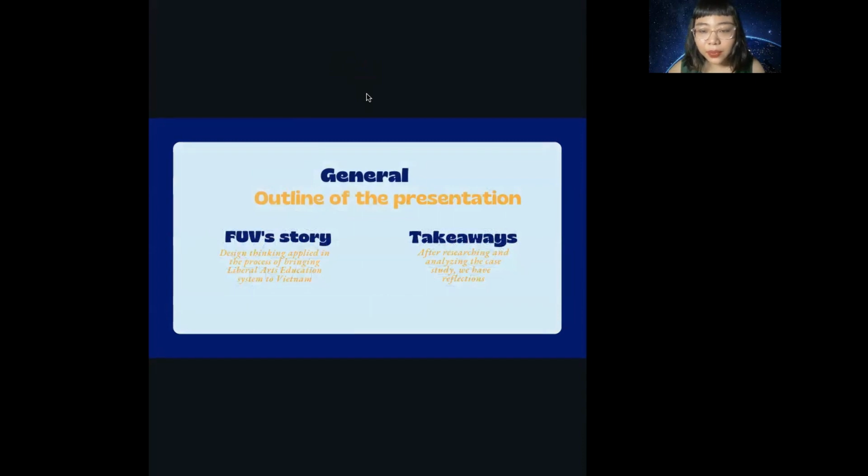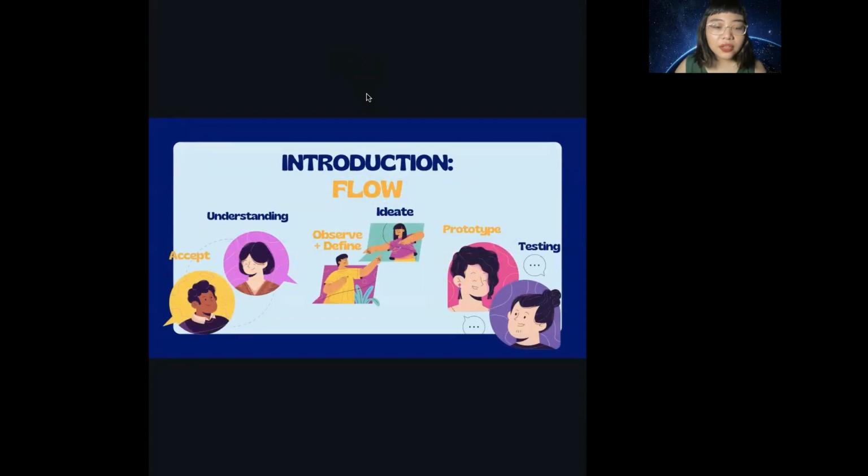So generally, we will go from Fulbright's story of design thinking applied in the process of bringing the liberal arts education system to Vietnam, to researching and analyzing the case study, and come up with the takeaways and reflect on them. The flow of our presentation will go from accept and understanding presented by Việt, to Hà Vy talking about observation and defined point of view. Thu Giang will talk about the ideation of Fulbright. Tuấn will talk about the prototype and testing of Fulbright. Lastly, I will talk about the reflection and the takeaways.